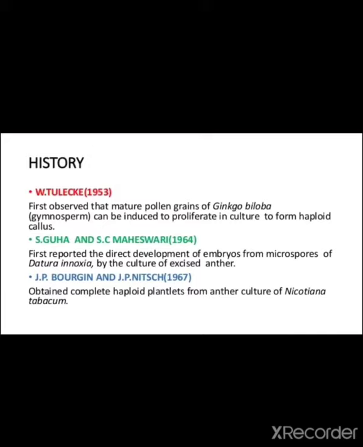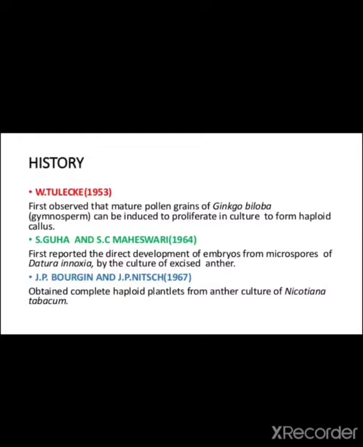History of pollen and anther culture. W. Tulecke first observed that the mature pollen grains of Ginkgo biloba can be induced to proliferate in culture to form haploid callus. In India, two scientists, Guha and Maheshwari, first reported the direct development of embryos from microspores of Datura innoxia by the culture of excised anther.